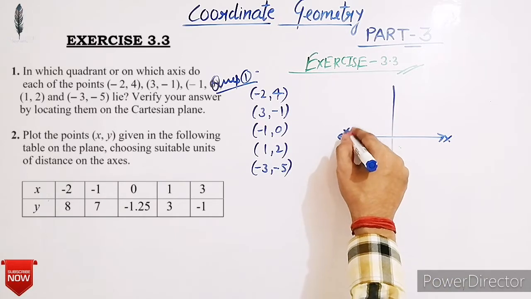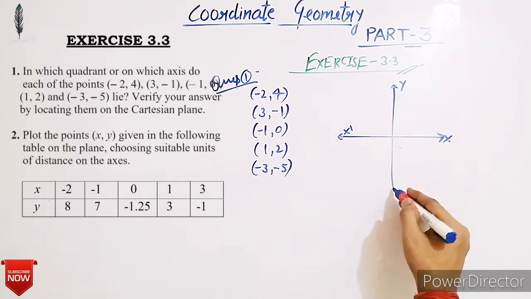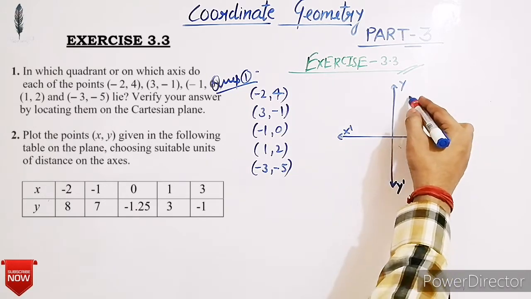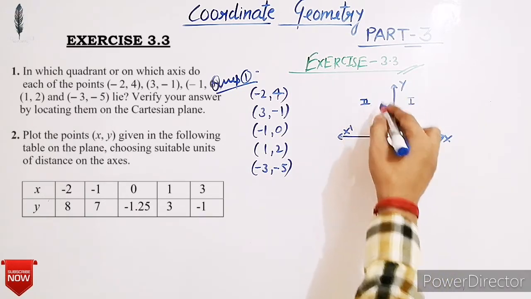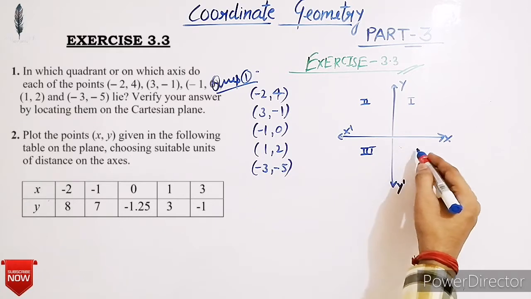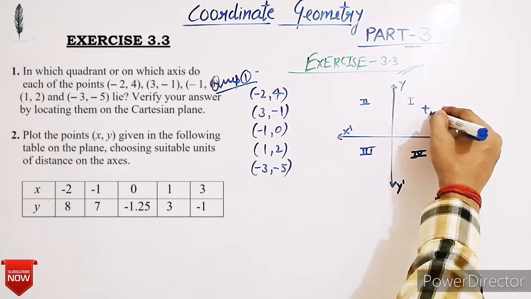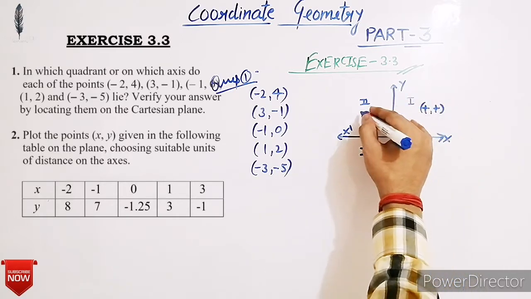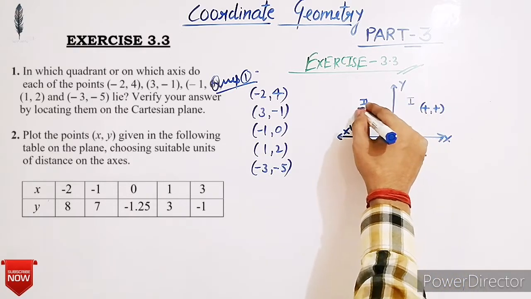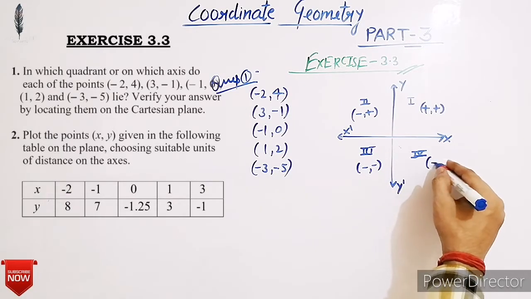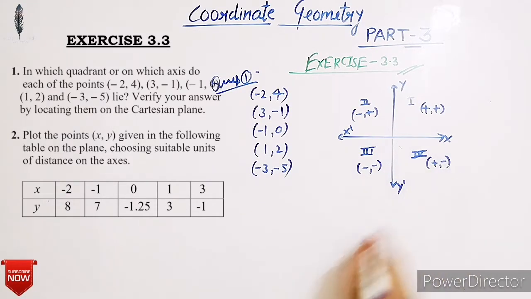Students, we know that x-axis and y-axis divide the Cartesian plane into 4 parts called quadrants. Here first, here second, here third, and here fourth quadrant. Okay. Now in first quadrant, the coordinates of a point are of the form positive, positive. In second quadrant, negative, positive. In third, negative, negative. And in fourth quadrant, positive, negative.